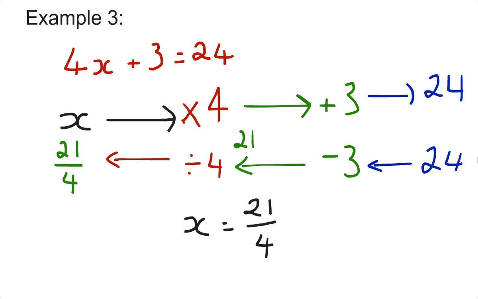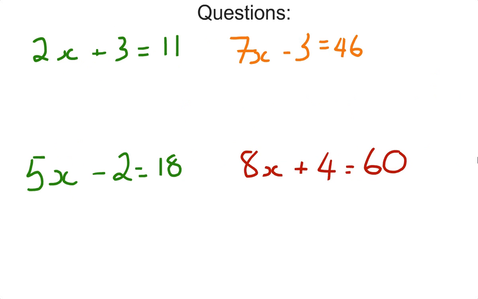So, there's our 3 examples now. Here's some questions for you to do. Give them a go. You can see the green are the easier ones, orange slightly more difficult, and the red is the hardest. Have a go at it. Pause the video now.